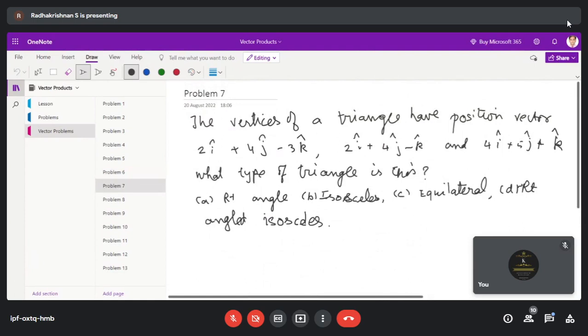If the vertices of a triangle have position vectors 2i plus 4j minus 3k, 2i minus 4j minus k, and 4i plus 5j plus k. So from this, what can you infer? What type of triangle is this? Is it a right angle triangle or isosceles triangle or equilateral triangle or right angled isosceles? There are four options given.